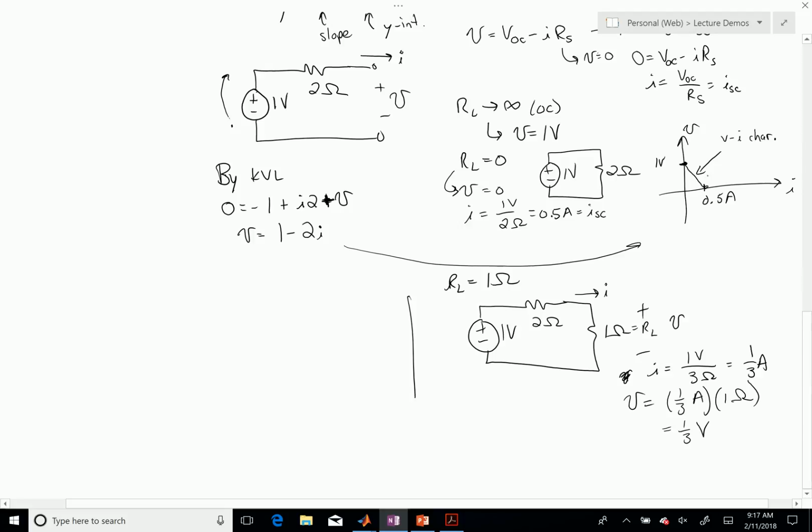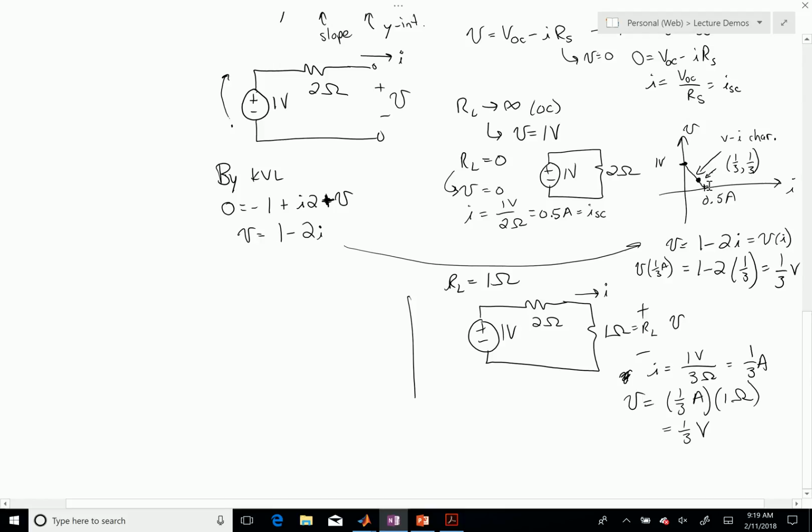Now that must sit on this IV characteristic that we drew above. The way we can see that is I remember that my IV characteristic is V equal to 1 minus 2I. If I plug in I of 1/3 of an amp, because remember V is a function of I, that's 1 minus 2 times 1/3, or 1/3 volts. So I've got a point here on this line, 1/3, 1/3, which is true when my resistance is 1 ohm. The basic idea is that this IV characteristic tells me all the possible voltages and currents that I can ever see at the terminals of that circuit.